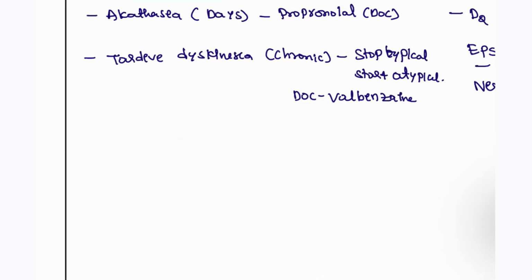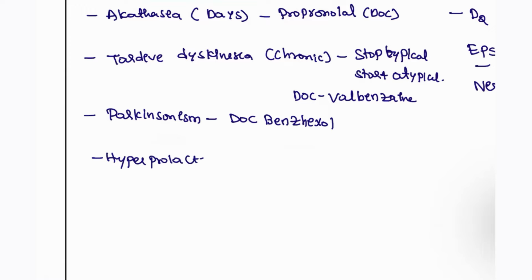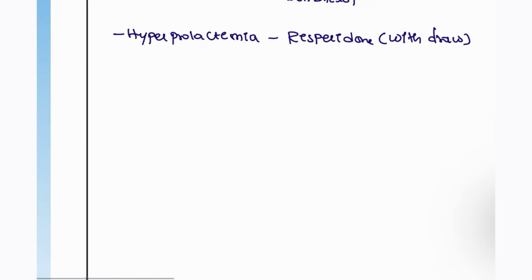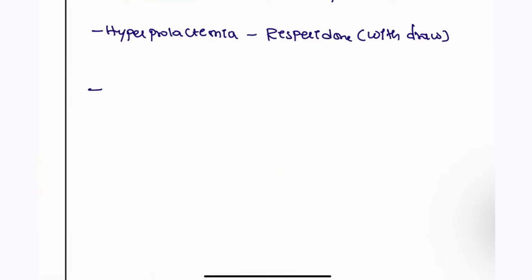Next, the other one is Parkinsonism. Parkinsonism is also seen in this patient. Here also the drug of choice is benzhexol. Why are these extrapyramidal symptoms coming, guys? Because you are blocking with a D2 blocker, and hyperprolactinemia will be seen with risperidone. Immediately you have to withdraw this drug.